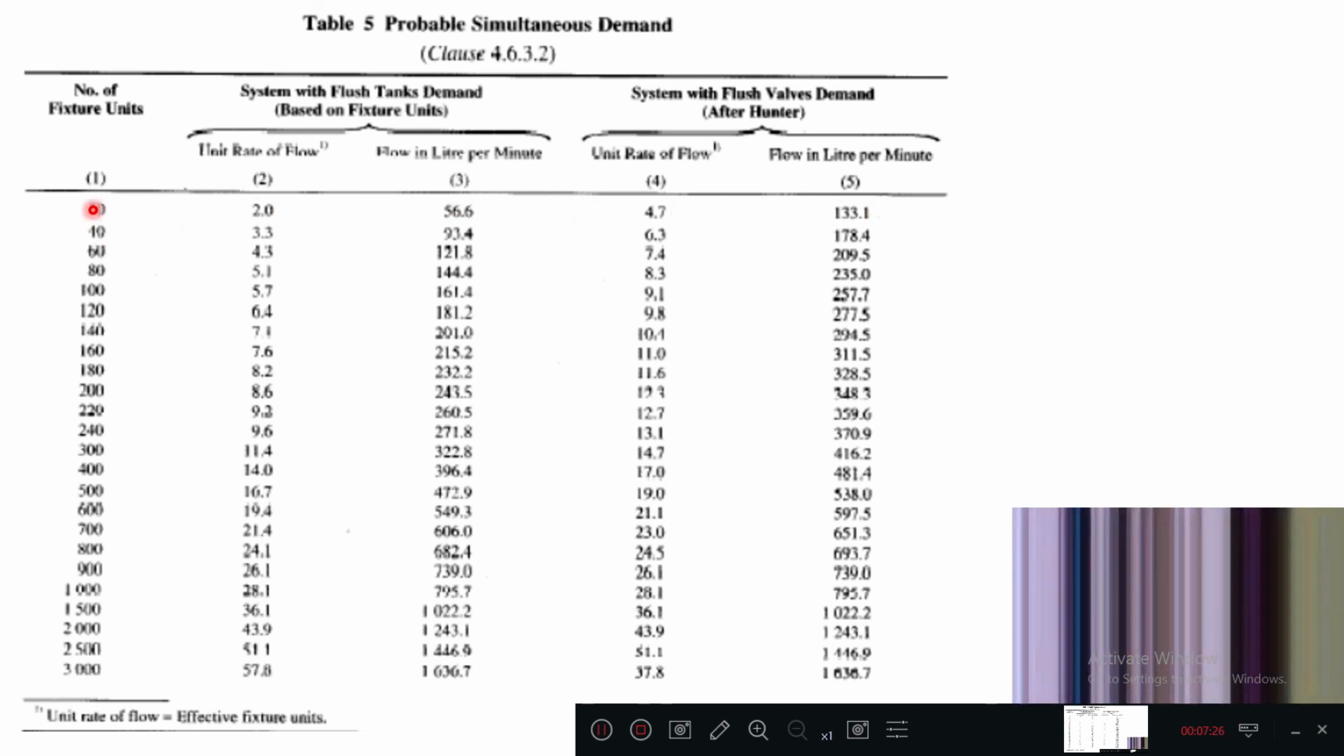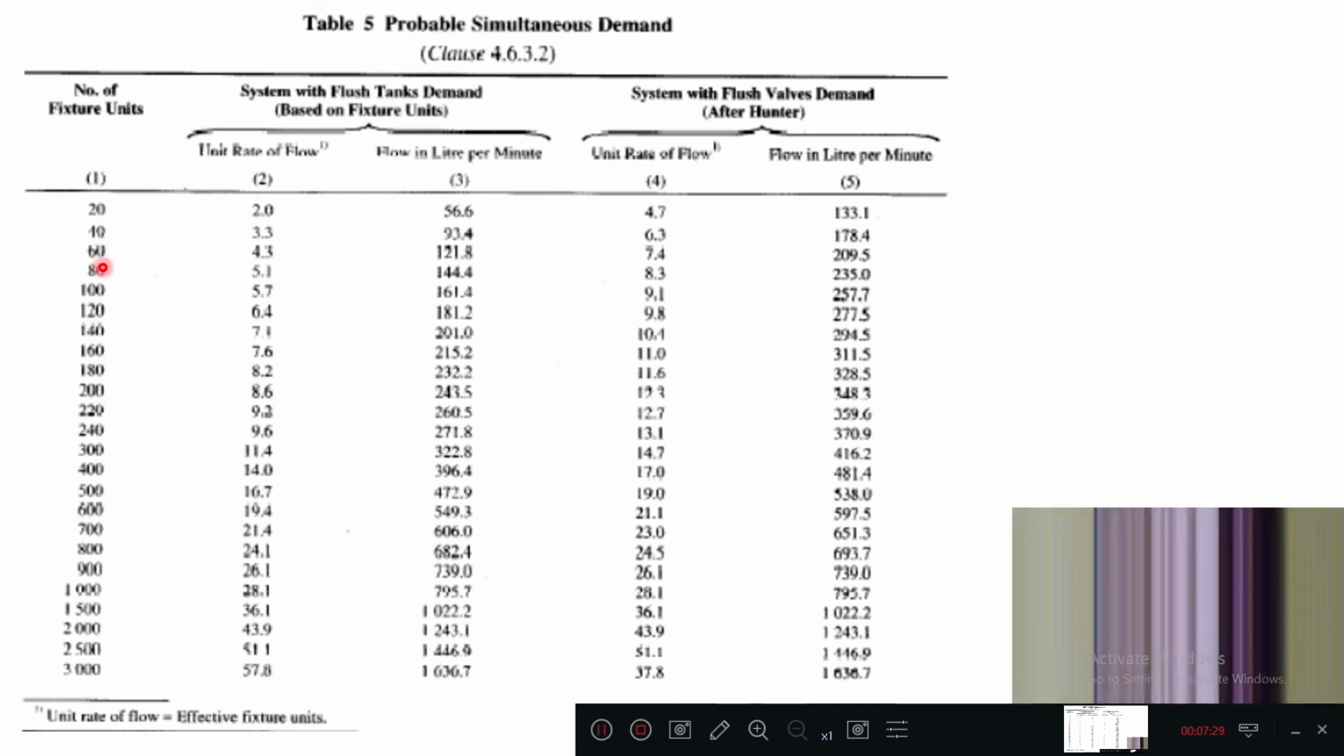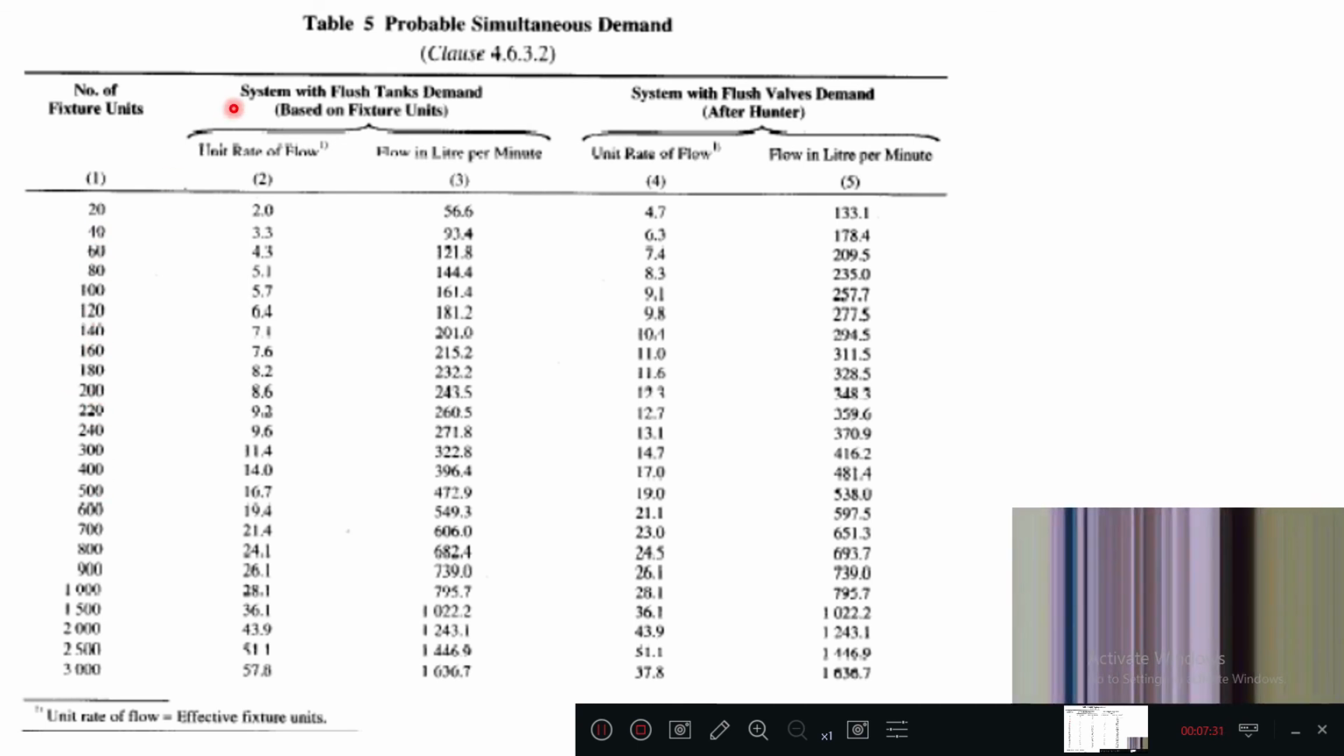So depending upon the fixture units, the number of points where you are using water, they are called the number of fixture units. All bathtubs also cannot be the same quantity. So those things are first converted to one standard. Later on, one common factor is there, that is called the number of fixture units, the standard fixture units. So this table represents the probable simultaneous demand.